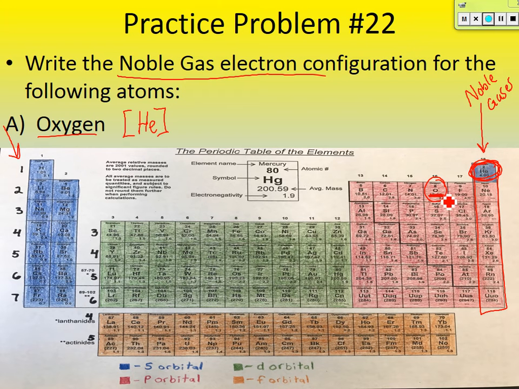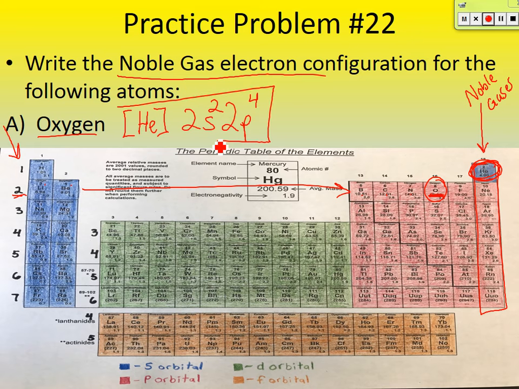Then you just build it up to oxygen. Okay? So what do I write next, guys? Yeah, we're at the second energy level, so 2, and then the s orbital. And how many electrons fit there? 1, 2. So I write a 2 right there. Then come across. We're going to build it all the way up till we get to oxygen. Then what? Yeah, we're still in the second energy level, so write 2. Which orbital? P orbital. And how many over is oxygen? 4. And that's it.